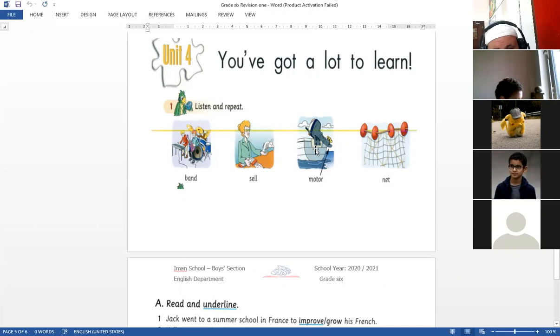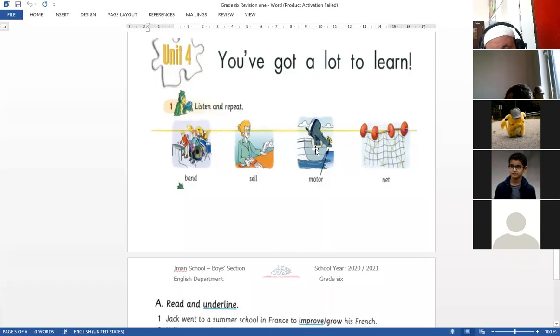So the past, my dear students, of sell is sold. S-O-L-D. We can use it in the past or the present perfect after have or has. The motor. What about the word motor? The motor can be the motor of the car, right? The motor of the boat. So for example, if I say my car is broken, it means it's not working properly. So it needs a new motor. Or my uncle needs a new what to put in his boat? He needs a new motor, right?